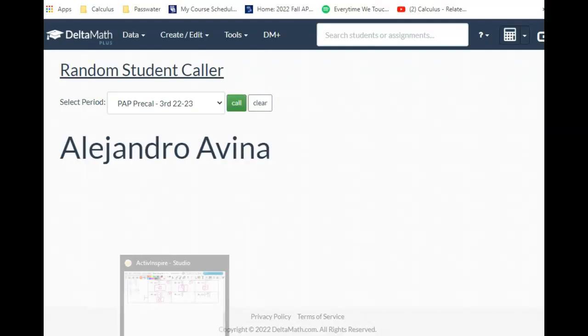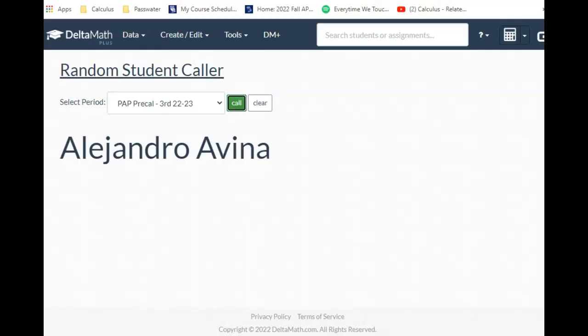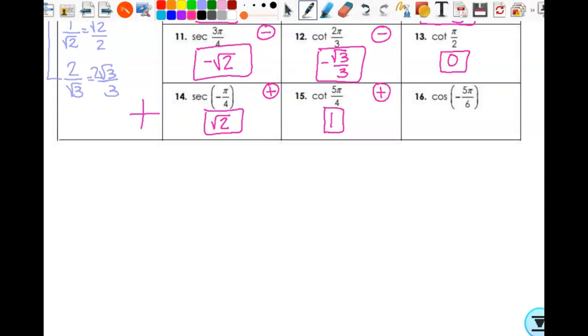Next one, Alejandro. Cotangent is the reciprocal of tangent. 5 pi fourths is in the, so the value is positive or negative? Positive. All right, so what is the tangent of pi fourths? 1, so the cotangent is? Seems too easy, right? I know, y'all want to overthink everything. All right, good deal.